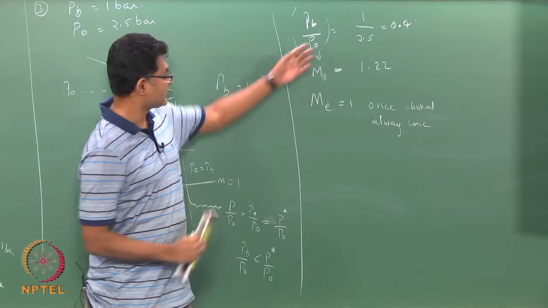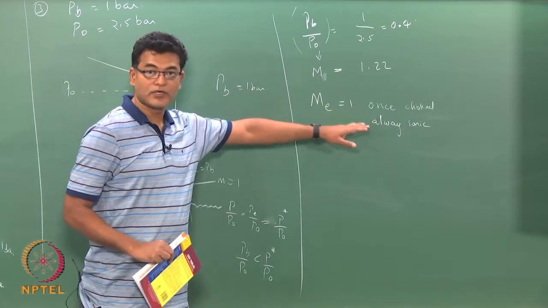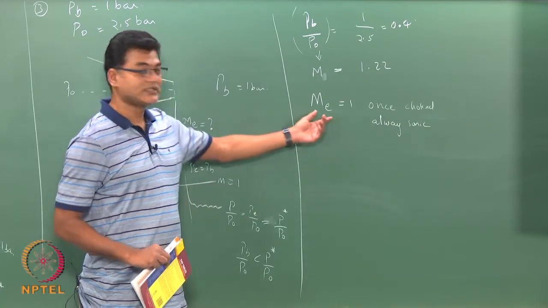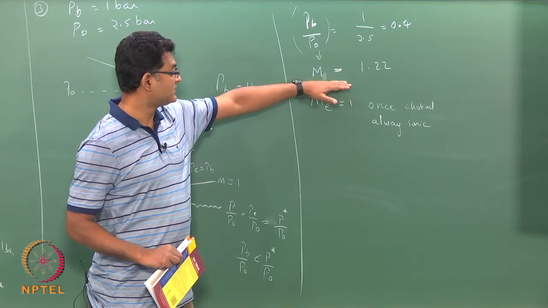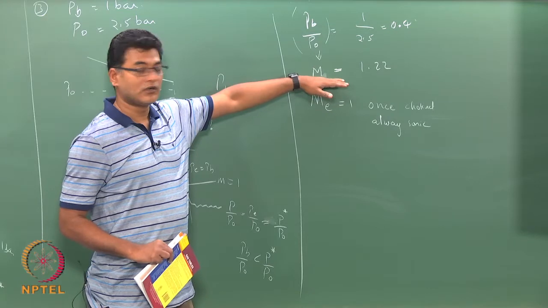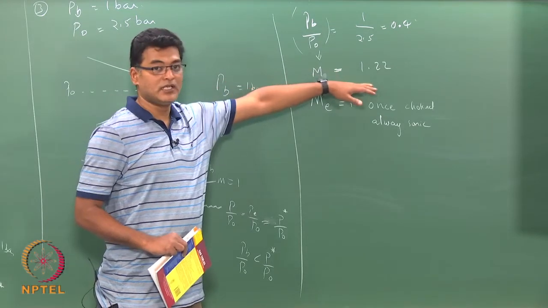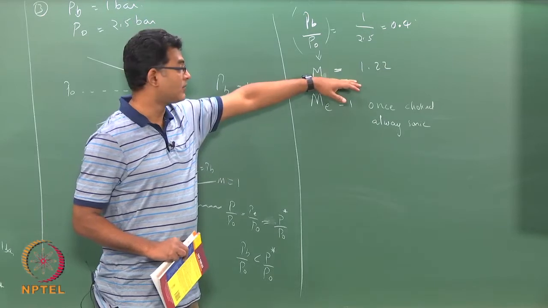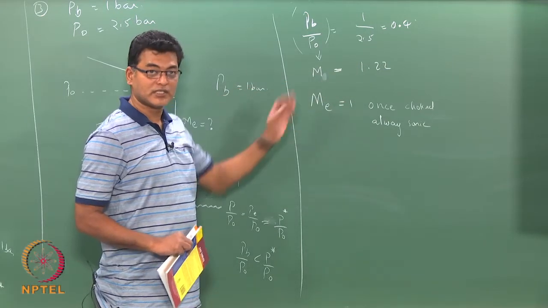So, once your pressure ratio has reached your choked condition, whatever you do after that to decrease your pressure ratio, your exit Mach number is still 1. But technically, if you had a diverging section, for this pressure ratio, this is the Mach number which you can attain.